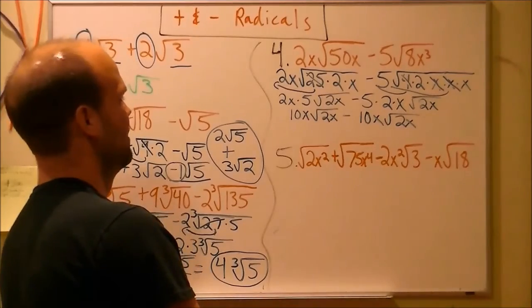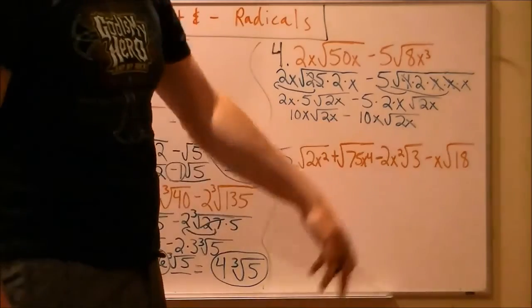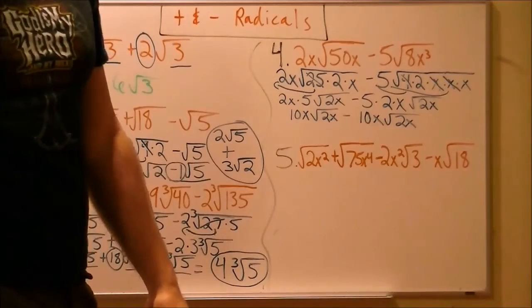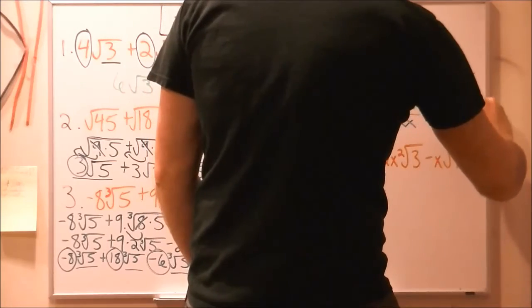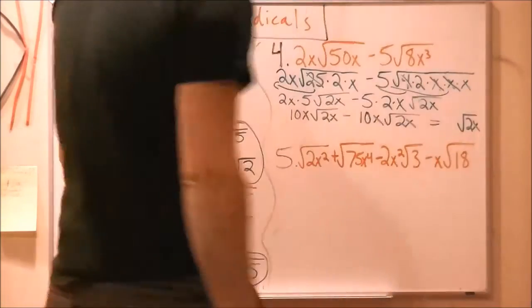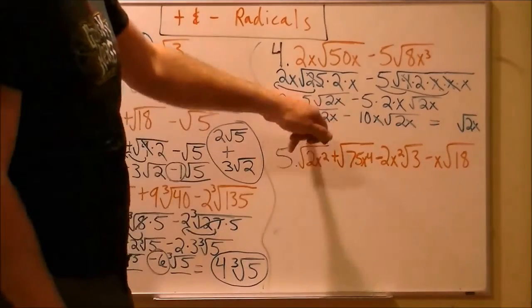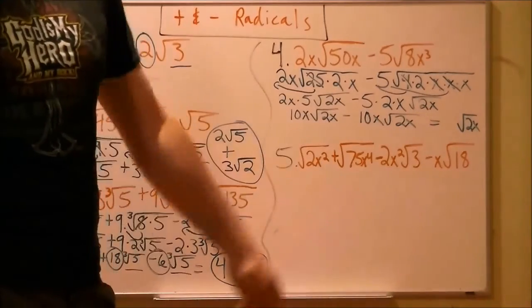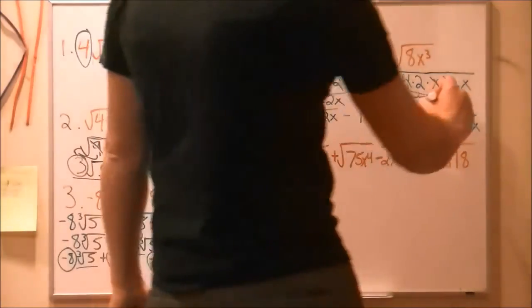Wait a minute. 10x square root of 2x minus 10x square root of 2x. If I were to keep the base, and adding or subtracting of square root 2x, guys, what's 10x minus 10x? I just deal with the numbers in front then, if it's the same base, which it is. What's 10x minus 10x? 0.